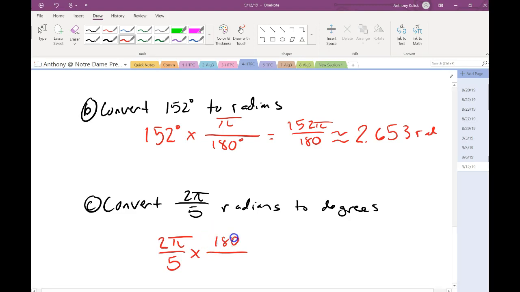180 over pi. So if I do that, I get 360 pi over 5 pi, which reduces down to 72 degrees.